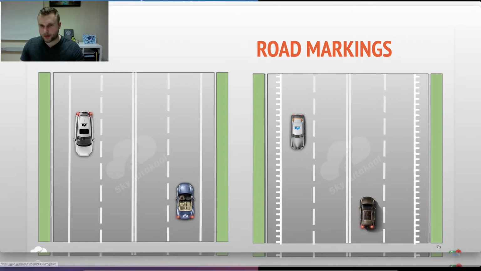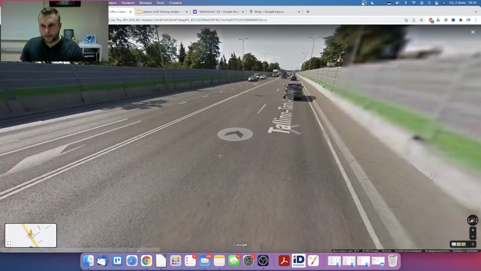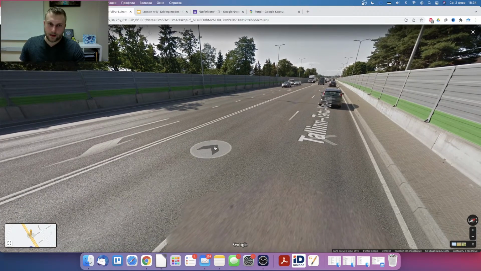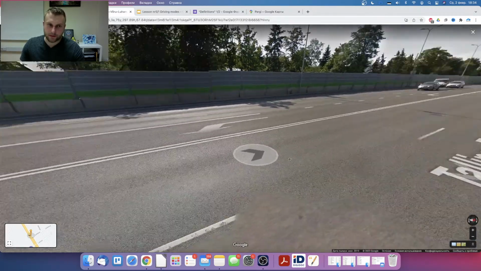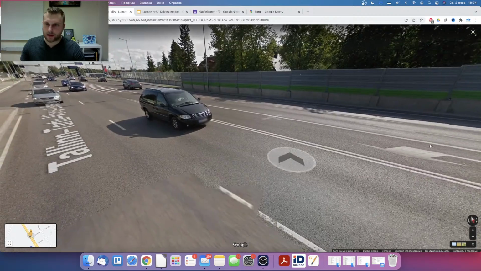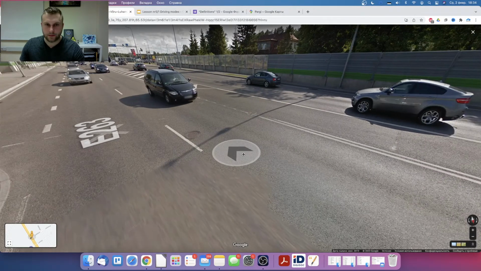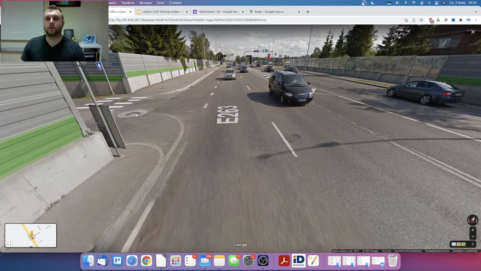Maybe we can see some example. Yeah, like this. This is the Tartu-Tallinn road. And you see in the middle it's a double solid line. You cannot cross it. And if you want to make any maneuver, like here, I want to turn left, for example, then I will have a breakable line at the end. And only in this place I can cross it and make my left turn.